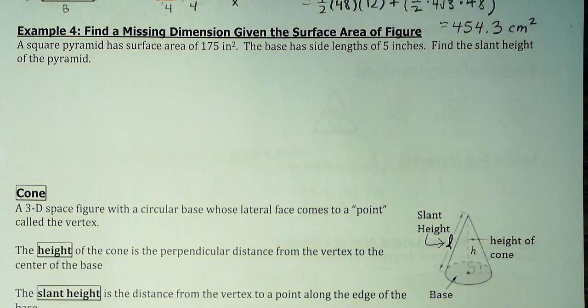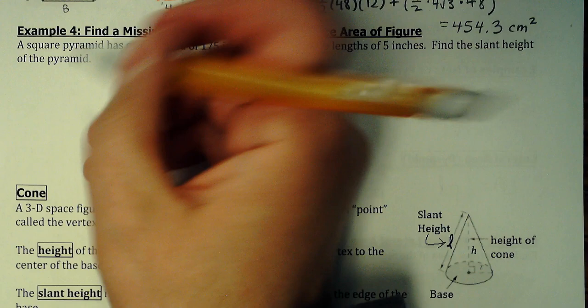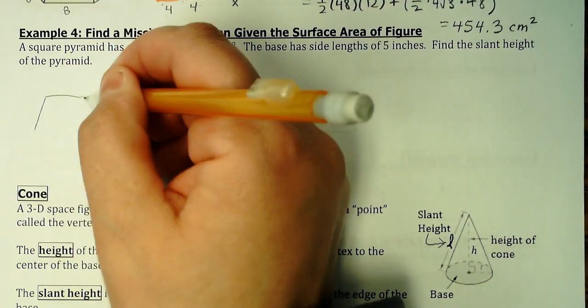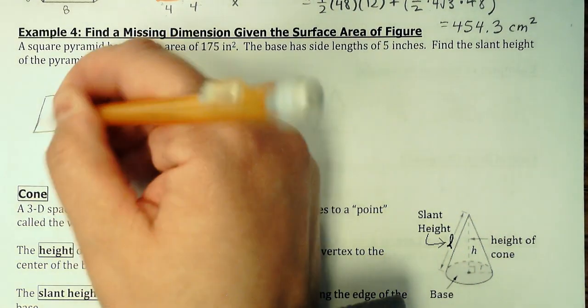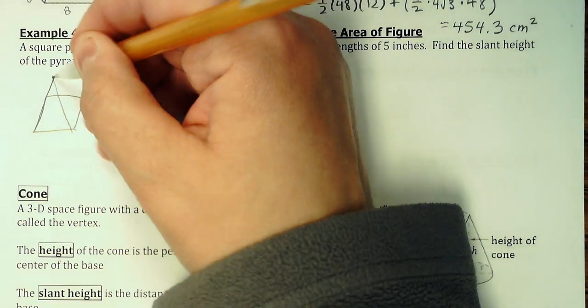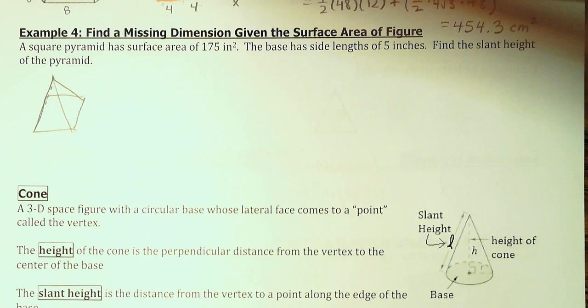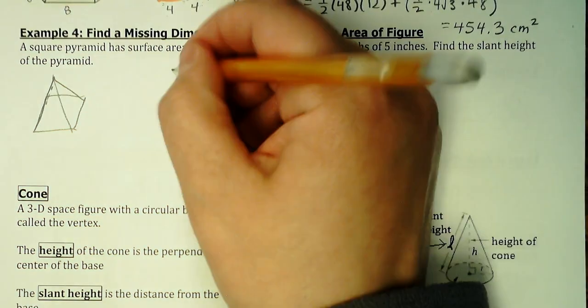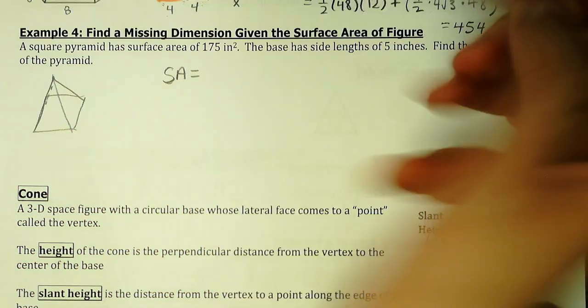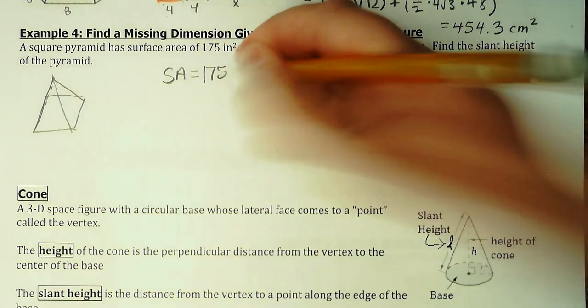All right, now this example is a work backwards problem. It's going to give me the surface area and have us find a slant height. So again, I don't have a picture here. Let me just try my best to kind of sketch a little square pyramid here, something like that. So the surface area is 175.